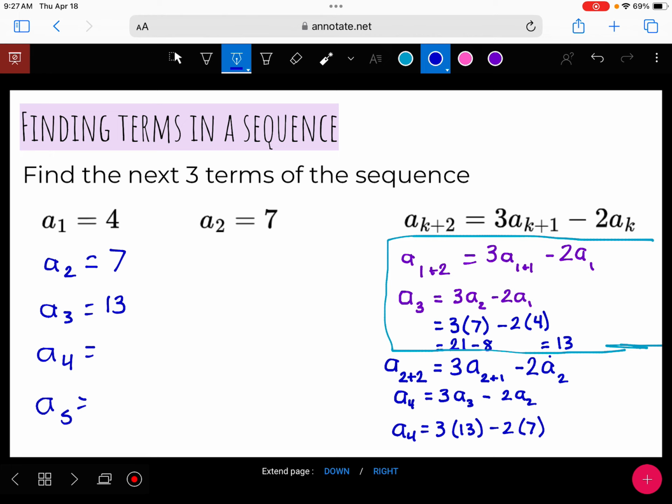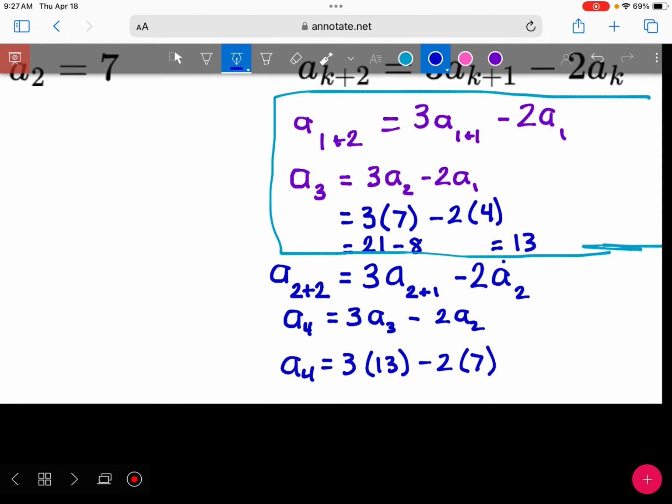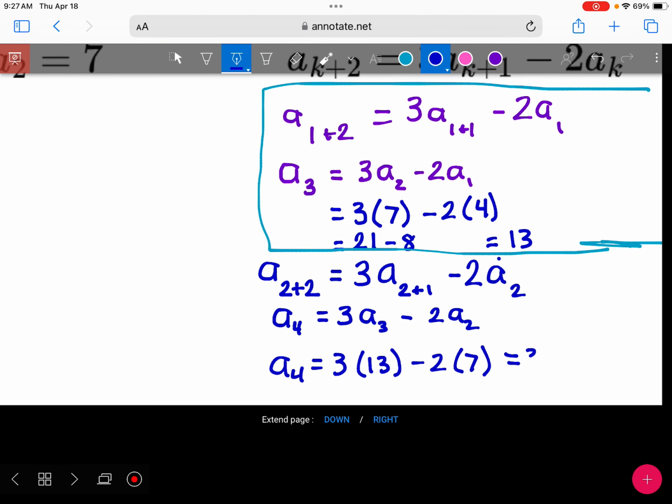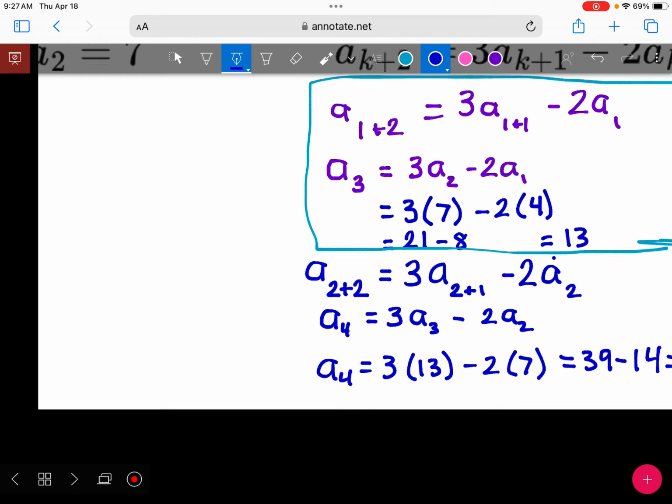All right. So let's simplify it. 3 times 13 gives us 39, minus 2 times 7, which is 14. So we have a total for a sub 4 of 25.